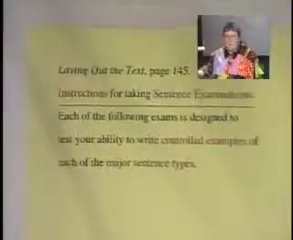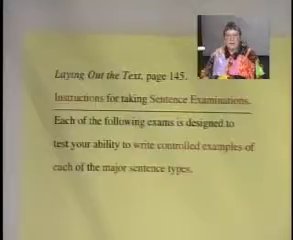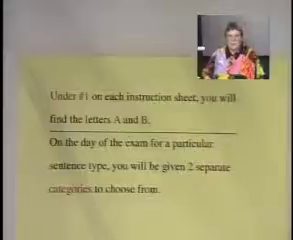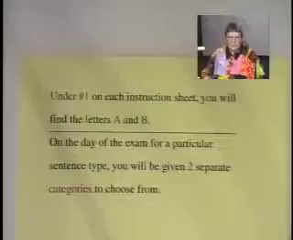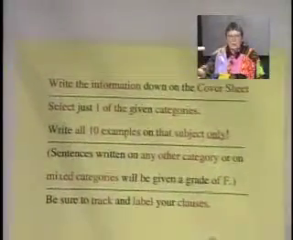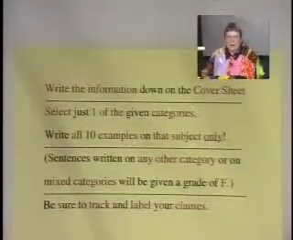Look at the instructions on page 145. They start here. It says, each of the following exams is designed to test your ability to write controlled examples of each of the major sentence types. And then it says, under number 1 on each instruction sheet, you'll find the letters A and B. And on the day of the exam for a particular sentence type, you'll have 2 separate categories to choose from, always broad, always something that I know you're going to know something about. And so you're going to write the information down on the cover sheet, and you're going to select just one of the given categories, only one, and write all 10 examples on that subject only.